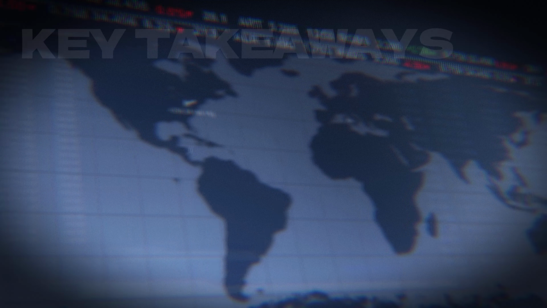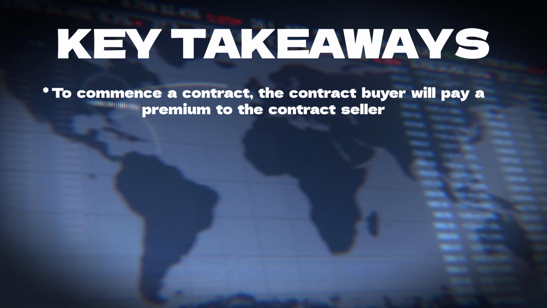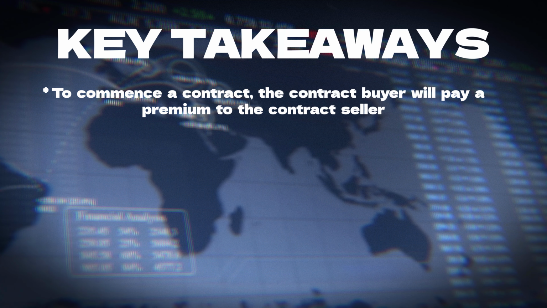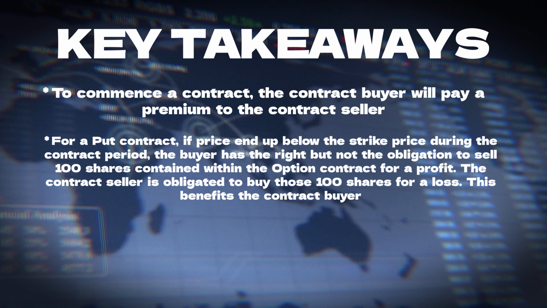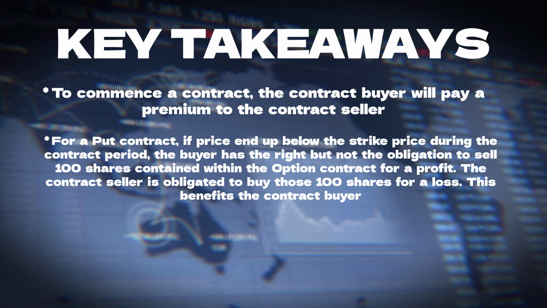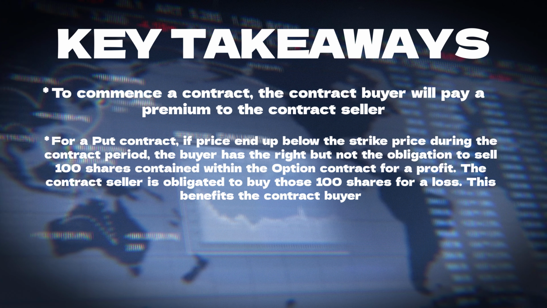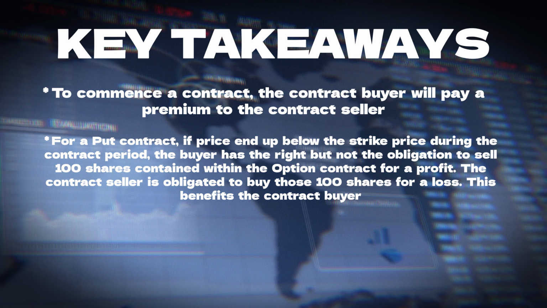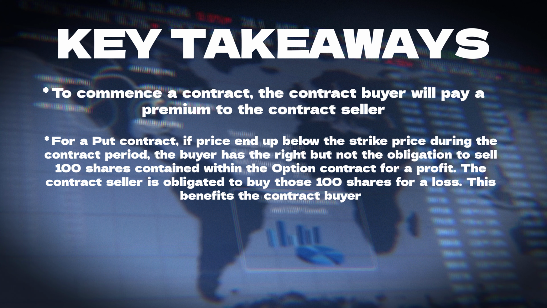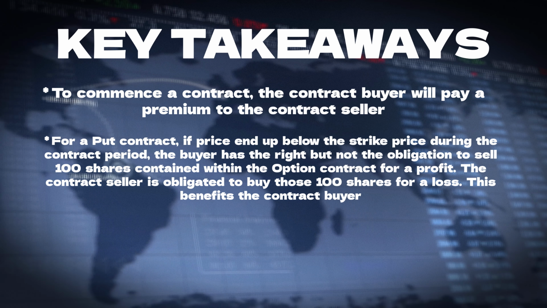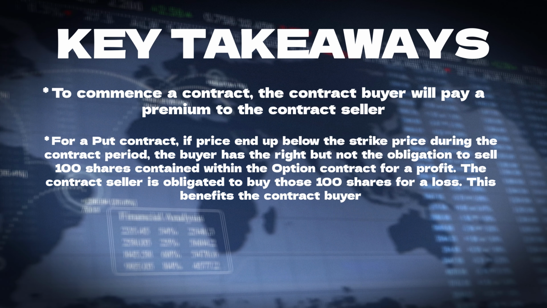So let's take a look at the key takeaways. To commence a contract, the contract buyer will pay a premium to the contract seller. For a put contract, if price ends up below the strike price during the contract period, the buyer has the right, but not the obligation, to sell 100 shares contained within the option contract for a profit. The contract seller is obligated to buy those 100 shares for a loss. This benefits the contract buyer.